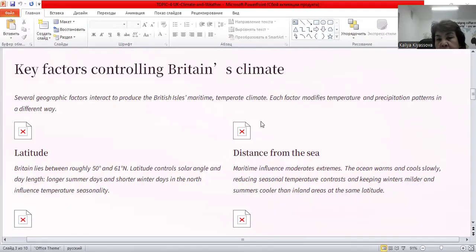Distance from the sea. Okay, maritime influence moderates extremes. The ocean warms and cools slowly, reducing seasonal temperature contrasts and keeping winters milder and summers cooler than inland areas at the same latitude.